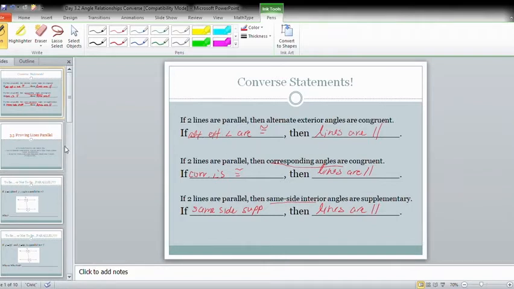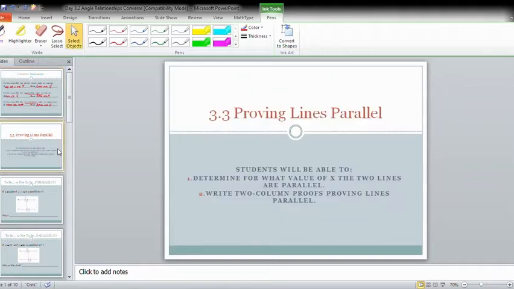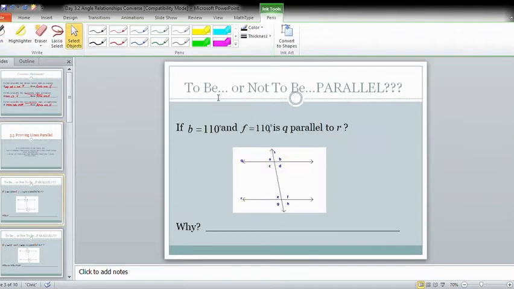Okay, so if we can prove any of these three things to be true, we can prove lines are parallel. All right, it's the baby steps into proofs. We'll get there. We'll get there next unit. So you're going to be able to determine for what value of x we need in order for lines to be parallel. And we're going to look at some two-column proofs today just to see what those things are all about. So, to be or not to be parallel, that is the question.